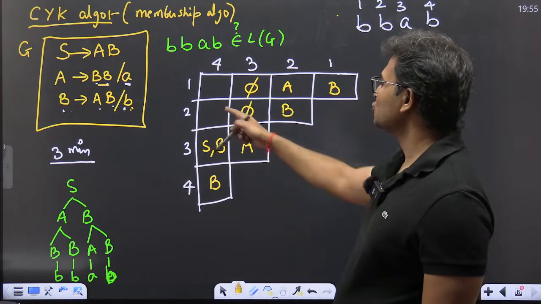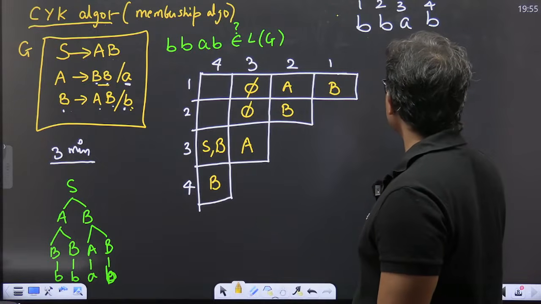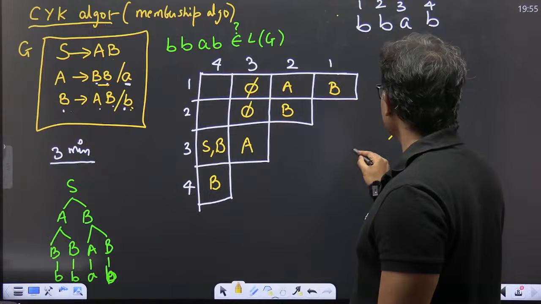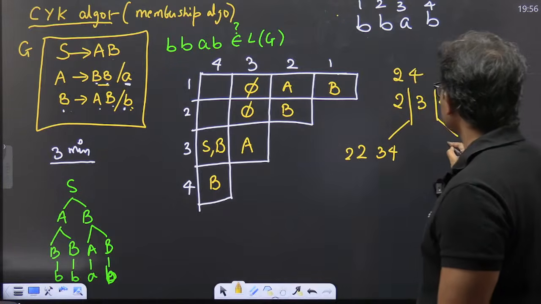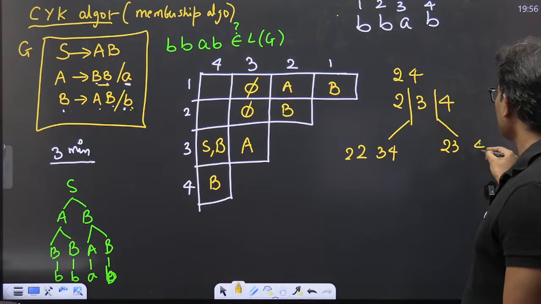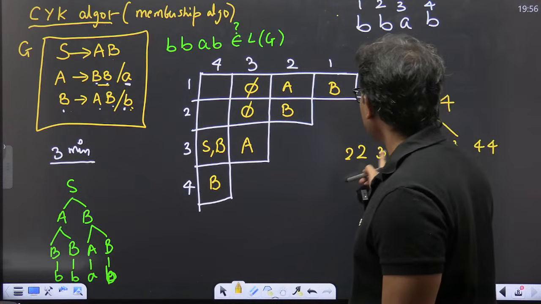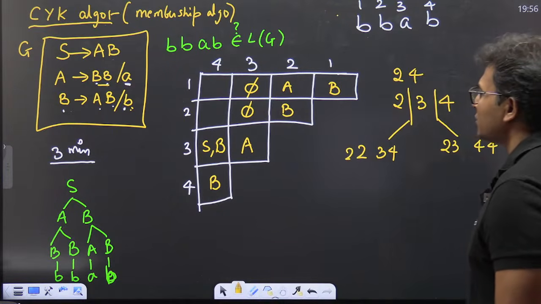Now the next one is 2 4. 2 4 is 2 3 4. We can break it anywhere, right? So here it is 2 2 3 4, and here it is 2 3 4 4. Now what is 2 2 3 4?